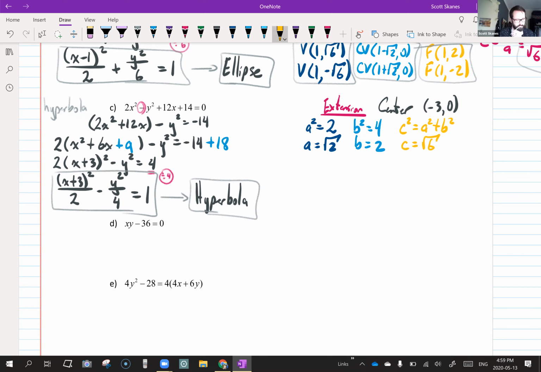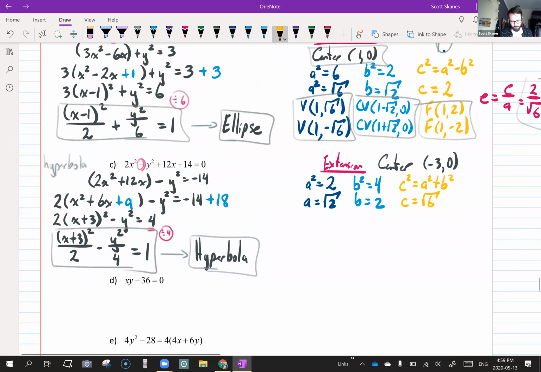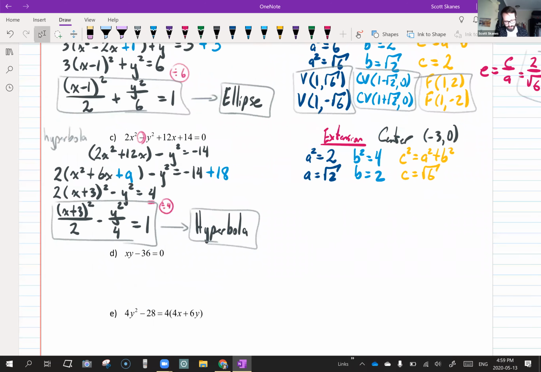Wait, is that right? Yeah, okay, sorry, I think I was thinking about the previous question, root 6, and it threw me off. So I got root 6 again.